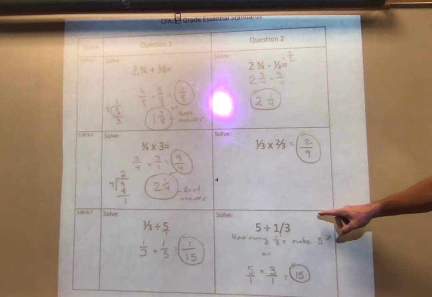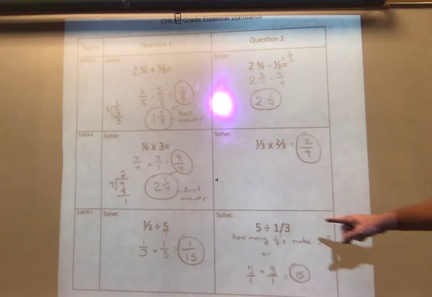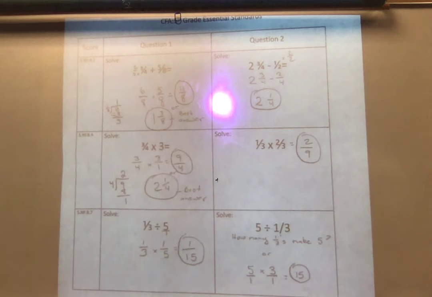And on the second one, these typically we find to be a little bit easier. We can do a lot of them mentally by saying it backwards. And remember, we're thinking we're making groups of 1/3 here, so how many 1/3s make 5? And in this case, 3/3 makes 1. If I do that 5 times, that's 15 of those. So 15 would be the correct answer.